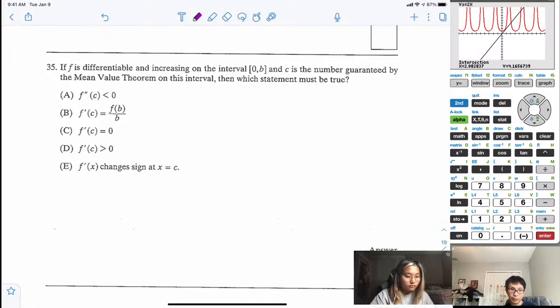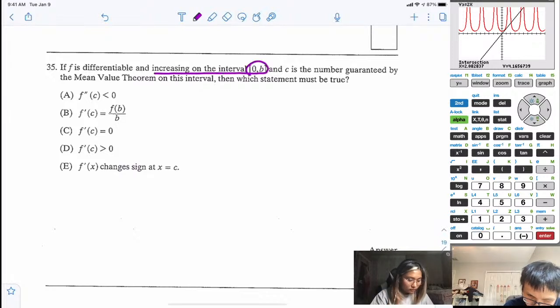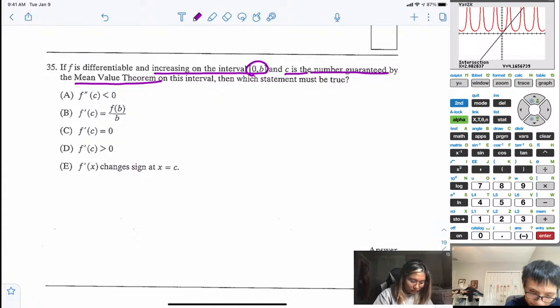That's good. So let's look at this question. If it's differentiable and increasing between 0 to b, do you see that bound? 0 to b. So I circle that. C is a number guaranteed by the mean value theorem. Which one must be true?